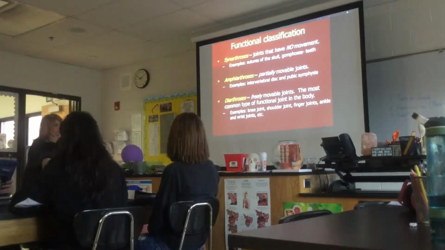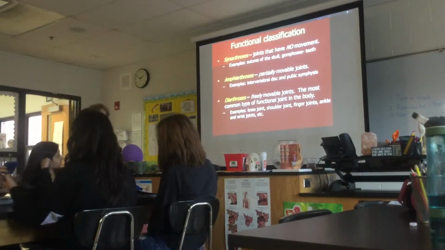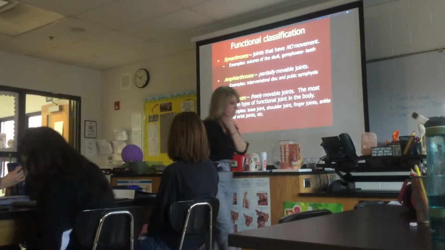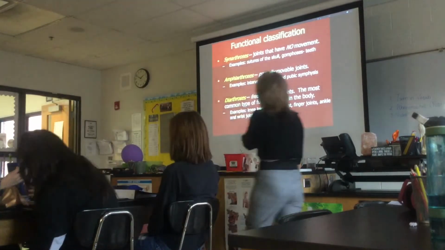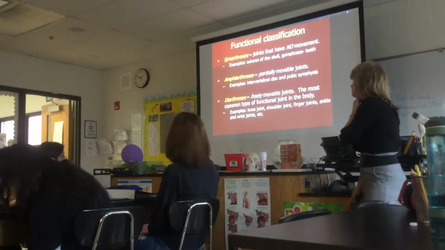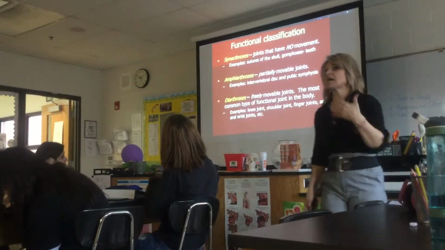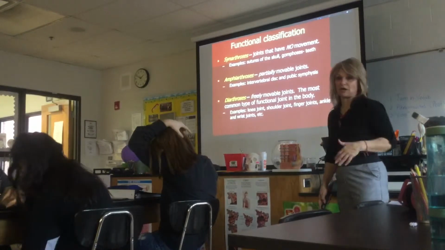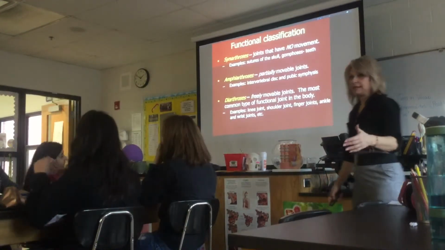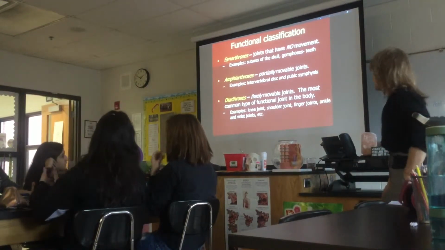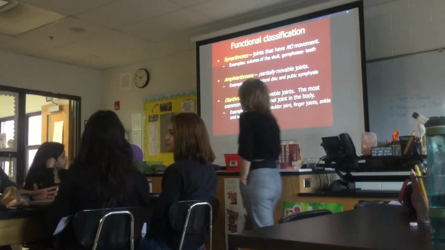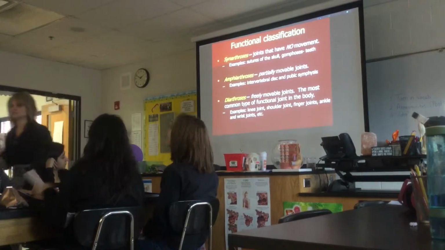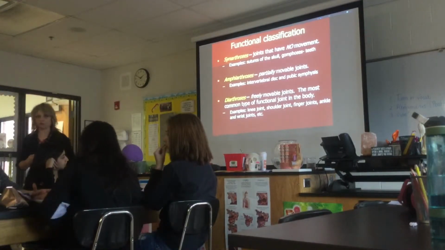Amphiarthroses are partially movable joints. The discs between your vertebrae and the pubic symphysis in between your pelvic bones are examples of these types of joints. Diarthroses are freely movable. So the most common type of joint in the human body is diarthrotic joints. These are joints like your elbow joint, your shoulder joint, and most of the joints that you think of when you think of joints. So functional classification: how much movement does the joint allow?